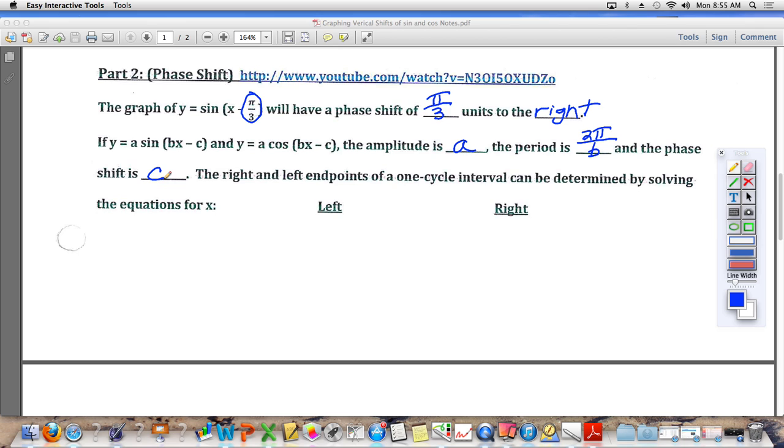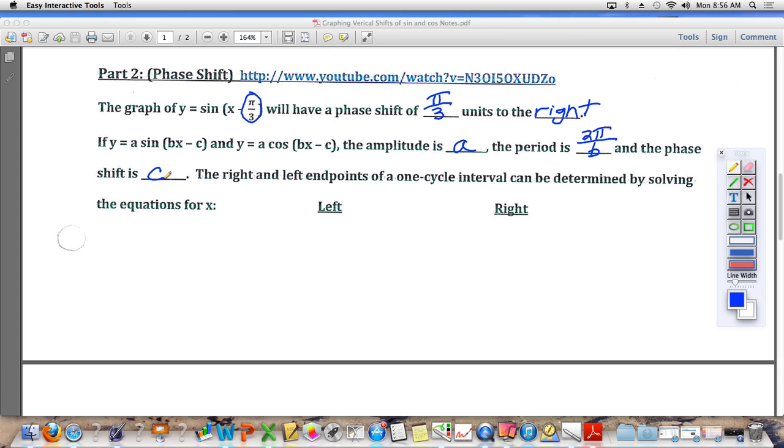Okay, so when you have a situation like this where you have a phase shift that moves the graph left or moves it right, what you need to do is put all of your stuff equal to what the endpoints normally are. What are the endpoints normally? 0. They're actually equal to 0, and the other endpoint happens at 2 pi. Normally, in a normal curve with a normal period.